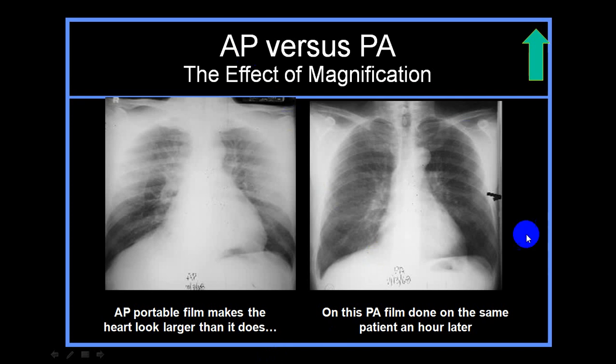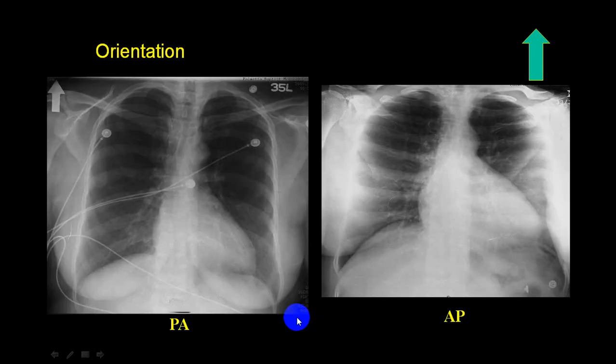So with AP and PA views, never try to mention cardiac size in an AP view, or what we call a portable view, AP portable films. That will give you a false interpretation. You can see the same person in a standing posture PA view, and this is the AP view. You will have a false cardiomegaly.